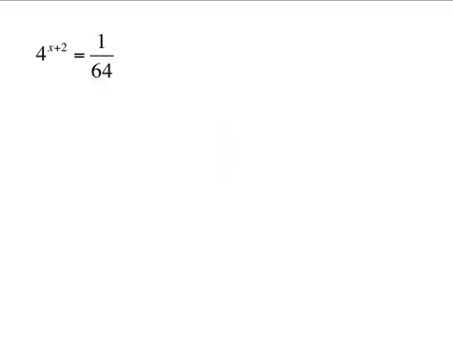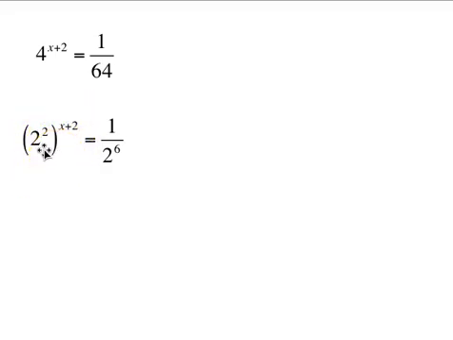Our first question is 4 to the x plus 2 equals 1 over 64. There's a common base here. You could use 4 or you could use 2. I prefer to go to the smaller number. So I'm going to think of 4 as 2 to the second power, and 64 is 2 to the sixth power. When you raise a power to a power, you multiply the exponents.